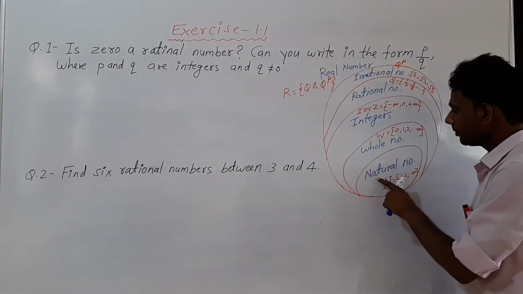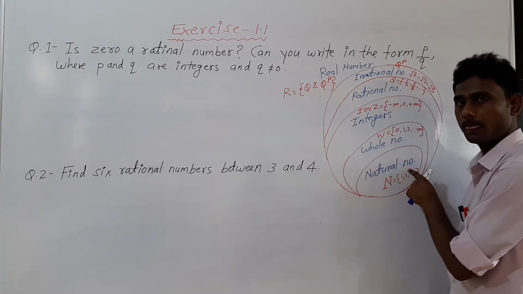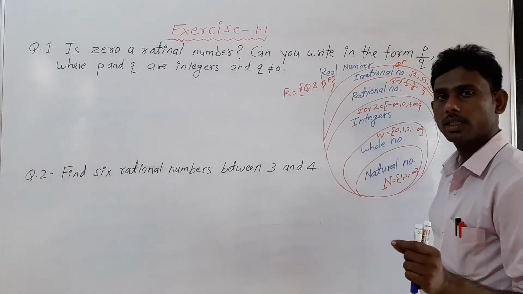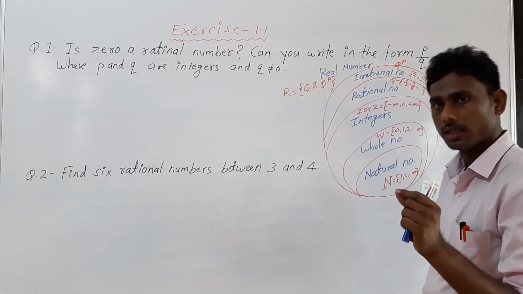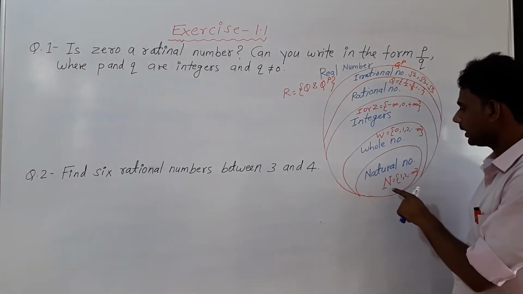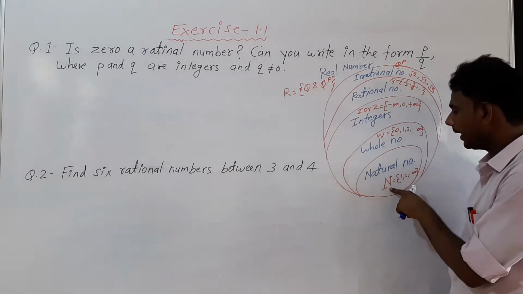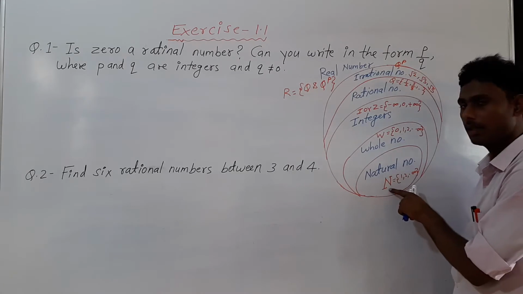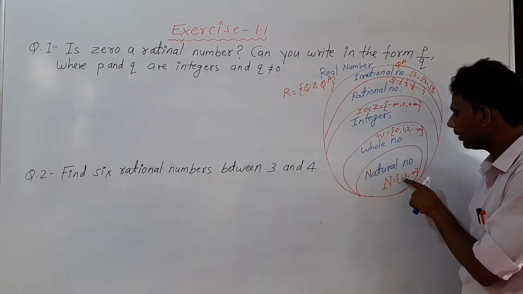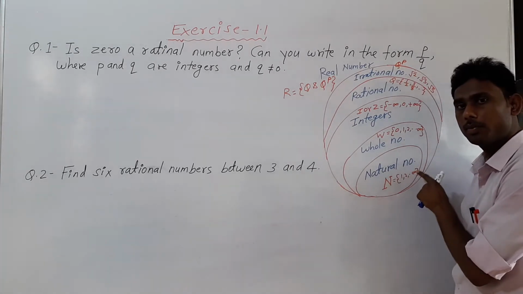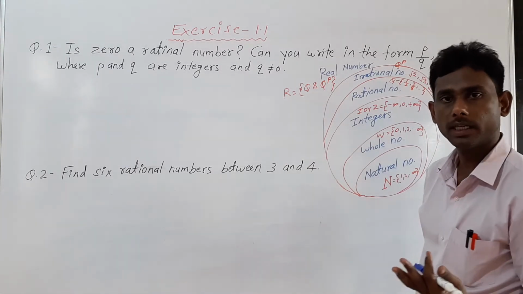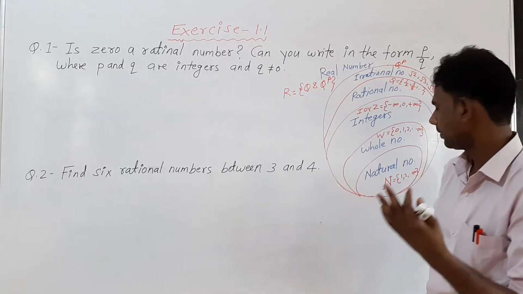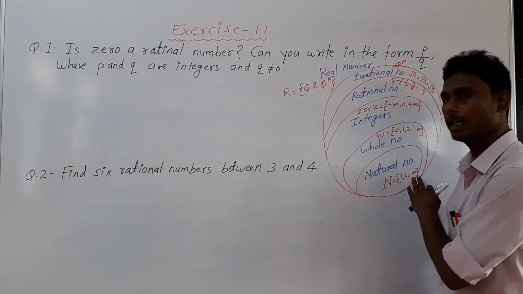In this diagram, first is natural numbers. We already know the natural numbers. Natural numbers means counting numbers. It is denoted by N. The set of natural numbers is 1, 2 up to infinity. Infinity means numbers and numbers; whatever numbers we can write, that is infinity.